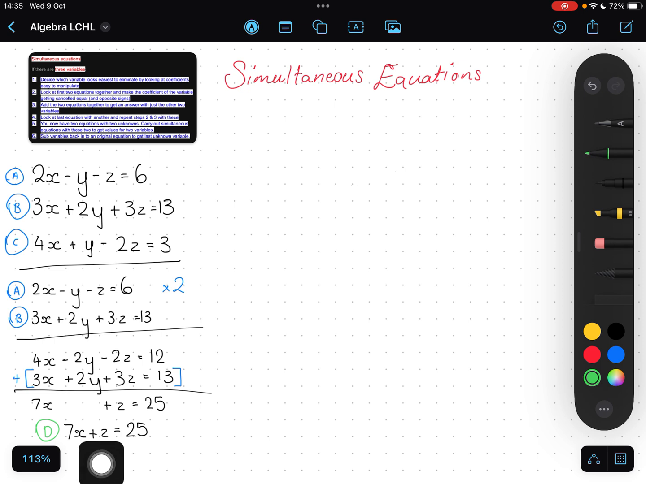To solve for an equation with two variables, I need two equations. So I need another equation with x and z in it. So I'm going to take two other ones of these. Okay, I've already used A and B together, so I can't use A and B together, but I could use A with C, or I could use B with C.